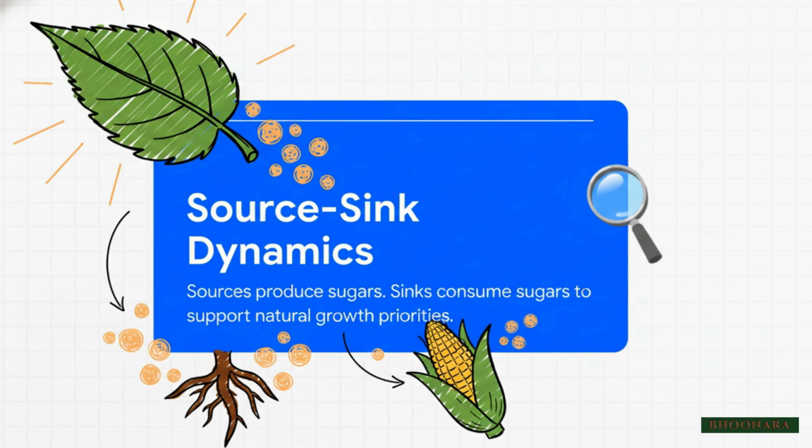Now, the sinks are the parts of the plant actually consuming those sugars, things like the roots, the stems, and eventually your developing grains or fruits. Understanding this exact source-sink dynamic is a total game changer. Why? Because if you know exactly where the plant wants to push its energy at specific growth stages, you can actively support its natural growth priorities and time your interventions perfectly.